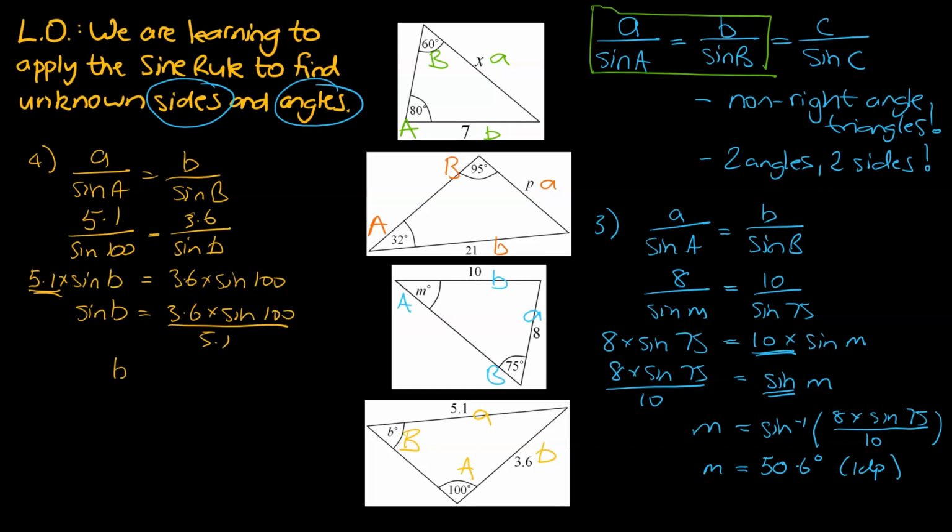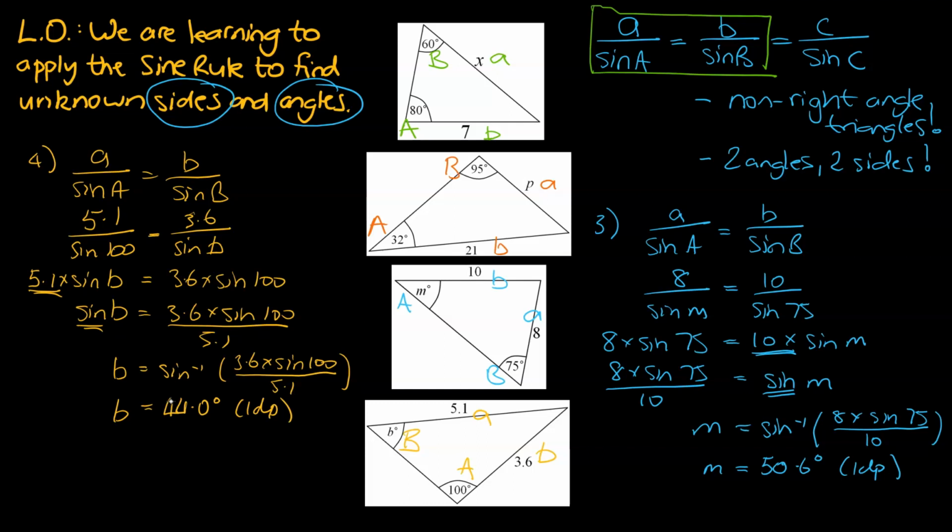We can then finish, so b is going to be equal to the inverse sine of 3.6 times sine 100, and that is going to be divided by 5.1. And that means we'll be able to figure out what b is, which comes to 44.0 degrees if we round that to 1 decimal place.